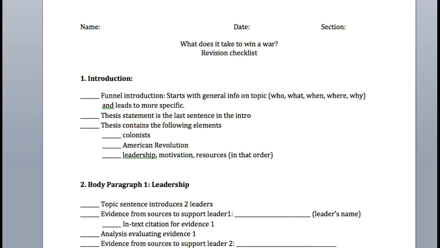Next, we'll be working our way through the revision checklist. Now, it's best if you can go over this checklist 3 different times in 3 different ways. First, you'll go through it together. We'll go through it together now, and you can look at your paper and make any corrections that you see.